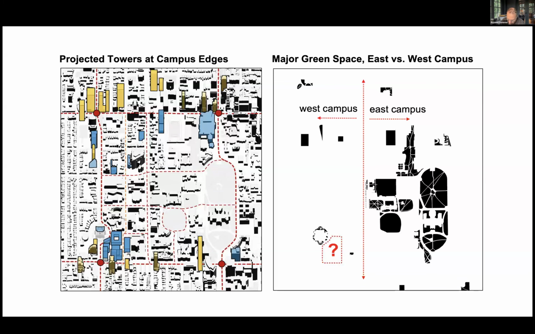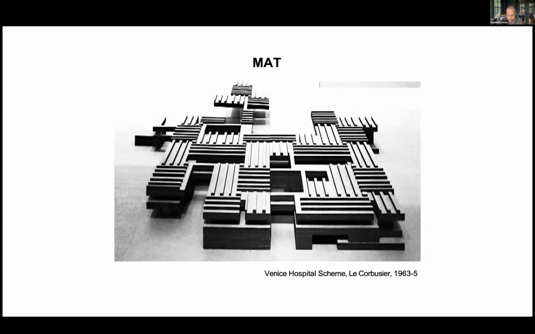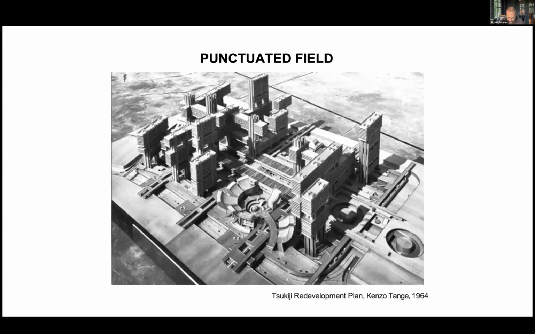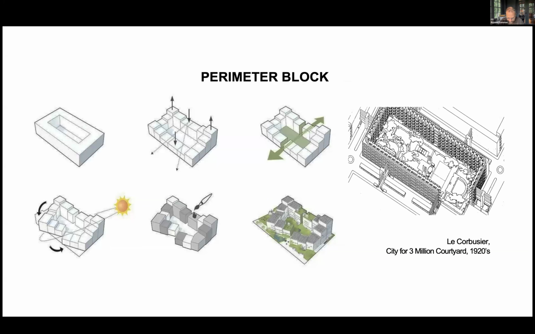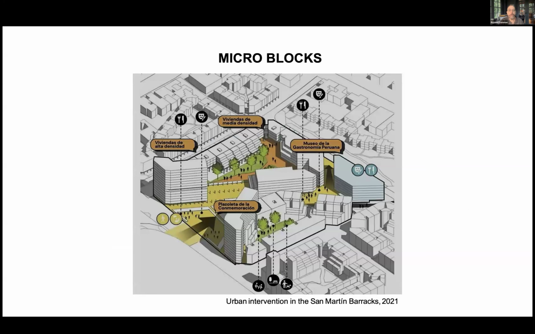Another important aspect of this urban scale of work, of conceptualizing and reconfiguring the relationship between the Franklin Union and the former KMH site, looking at the east and west side of the campus and where the city is expanding, is to test fit the site according to different block typologies. And these will include the mat, the punctuated field, the perimeter block, and what I call the micro block.